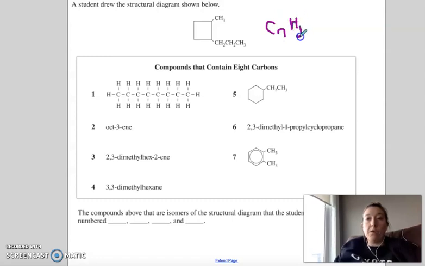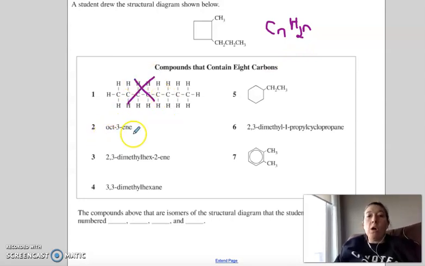Why is this going to be helpful? It's going to help me get rid of some things right away. So number 1, look at this. This is an alkane. An alkane doesn't have a CnH2n general formula. It's CnH2n+2. So that is a no-go. Okay, we have oct-3-ene. It's an alkene. It's going to have the same general formula, so it's a potential. Let's not eliminate it yet. Number 3, a 2,3-dimethylhex-2-ene.